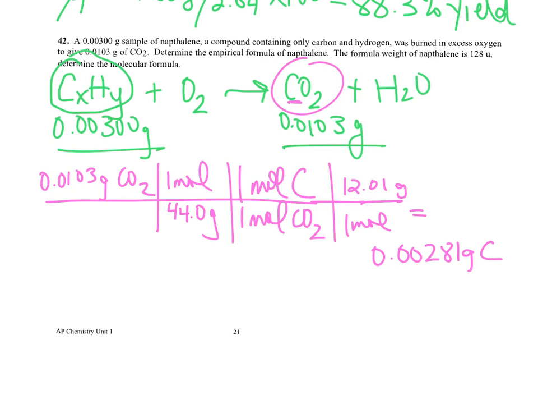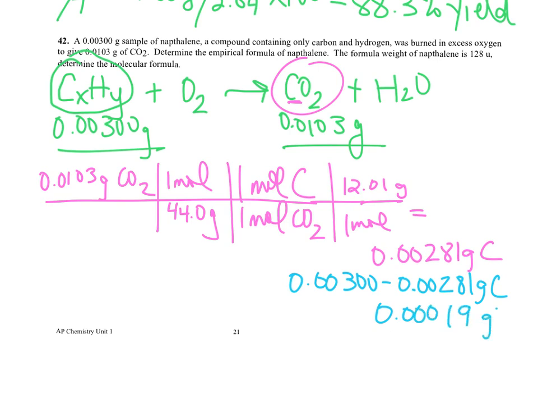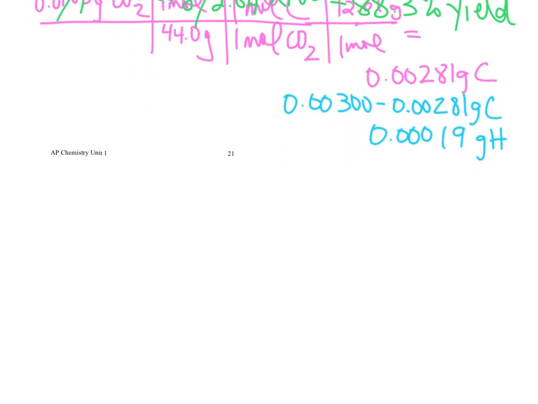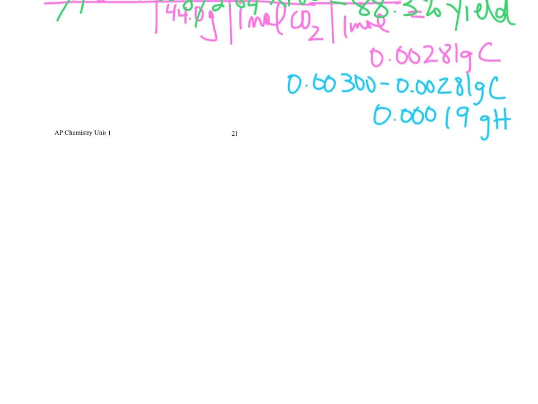Knowing that, I can take my original amount of naphthalene, 0.0300, subtract off this carbon, and that will give me just grams of hydrogen, which comes out to be 0.00019 grams of just hydrogen. That's it. That was the hard part. Now we're going to treat this just like a normal empirical formula problem, and you're going to make a little table here and solve for our empirical formula.